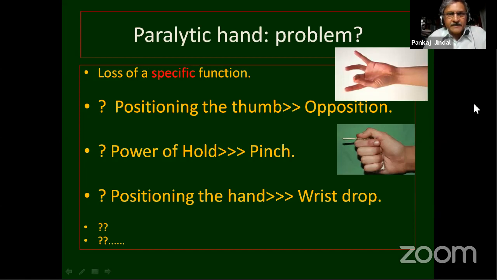So what is so specific about the paralytic hand? The specific thing is, like in a median nerve injury, there may be loss of opposition. Like in the case of an ulnar nerve injury, you can have a loss of pinch, or in a radial nerve injury, you can have a wrist drop. Or it can go on like a brachial plexus injury, you can have an inability to flex or extend the elbow, or abduct or externally rotate the shoulder.